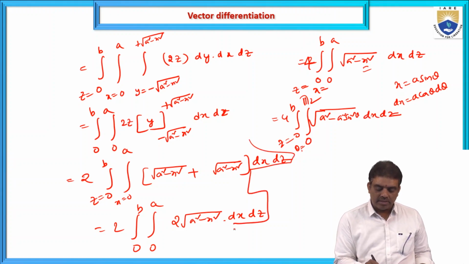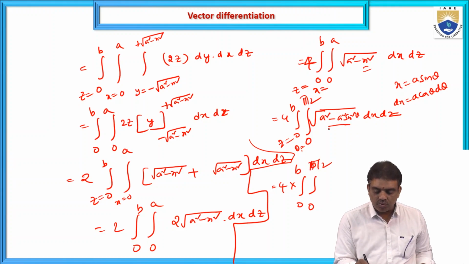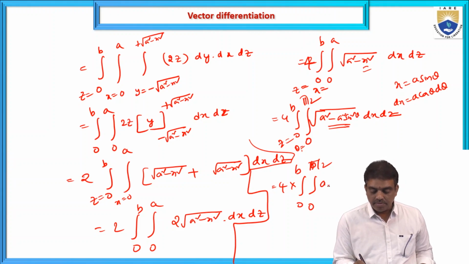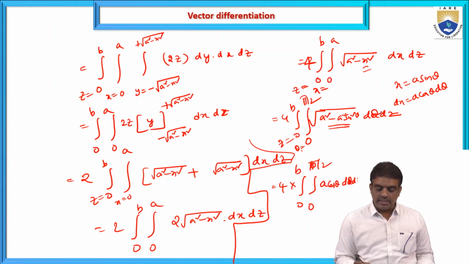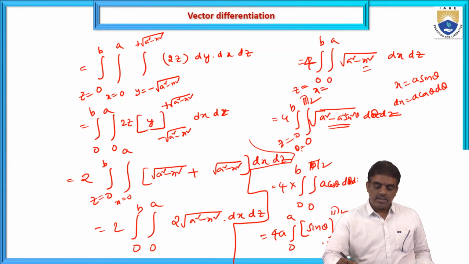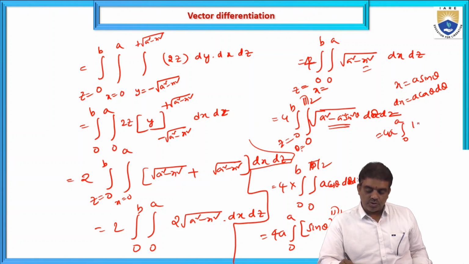So what you will get is 4 into integral 0 to b, integral 0 to pi by 2, root of a square minus a square sin square theta, which is a square into 1 minus sin square theta, a square cos square theta. I am writing outside a cos theta, d theta dz. So 4a into integral 0 to b, integral of cos theta is sin theta from 0 to pi by 2, dz. That is sin pi by 2 is 1 and sin 0 is 0. So 1 into dz, or 4 into a into z between 0 and b, that is 4ab.